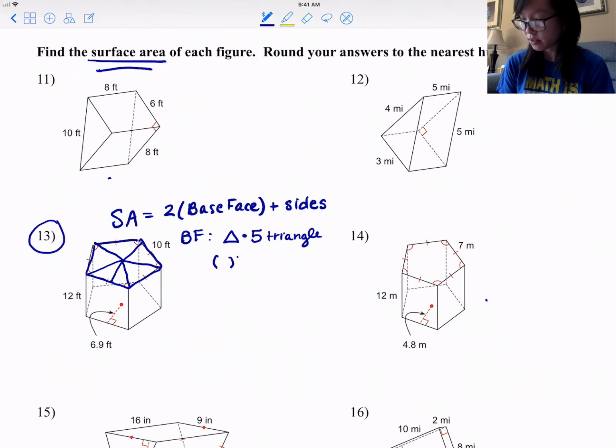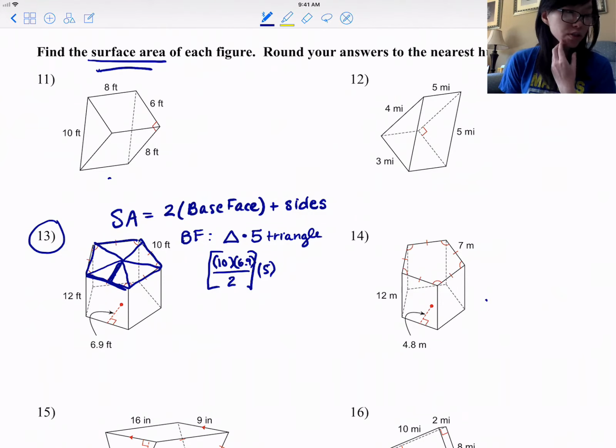Base times height divided by 2. In this case, our base is 10, and our height is the apothem right here, which is 6.9. Notice we just found the area of a triangle, and we can just multiply that by 5.